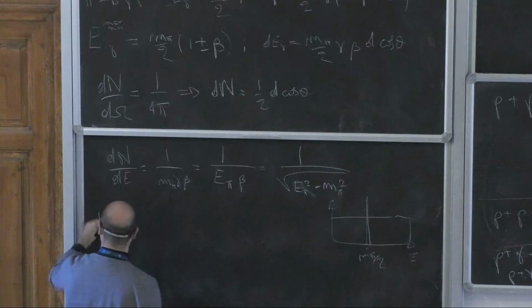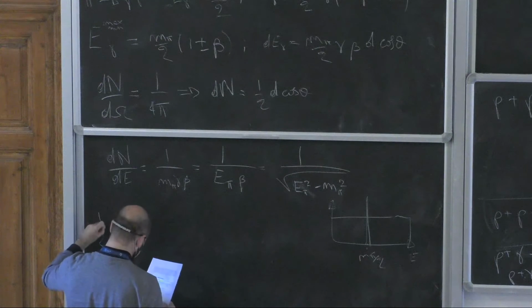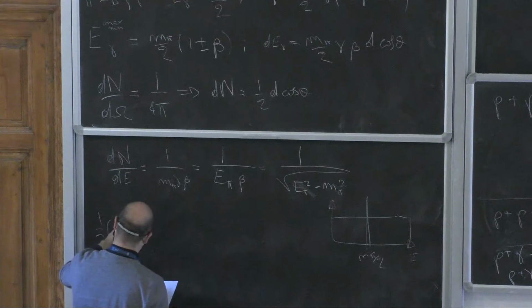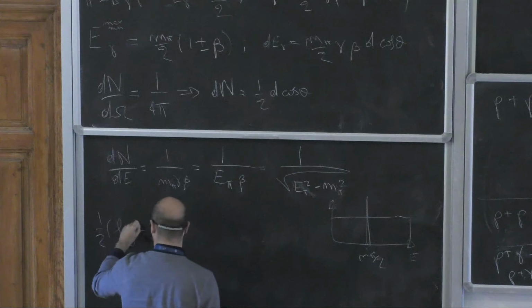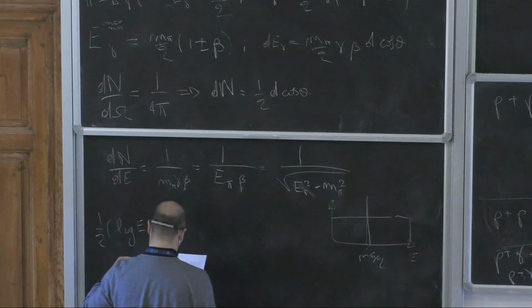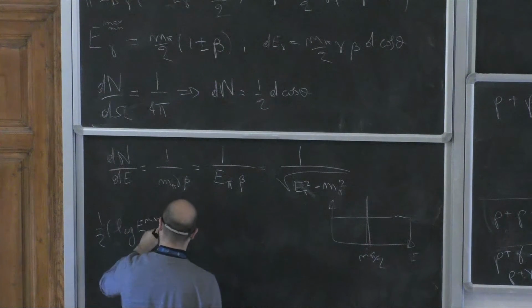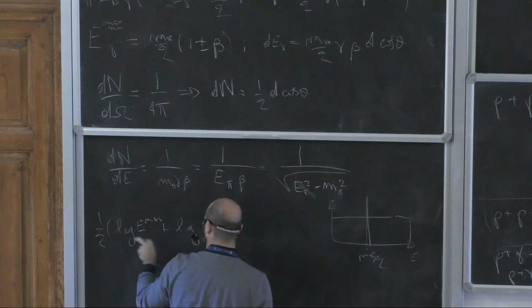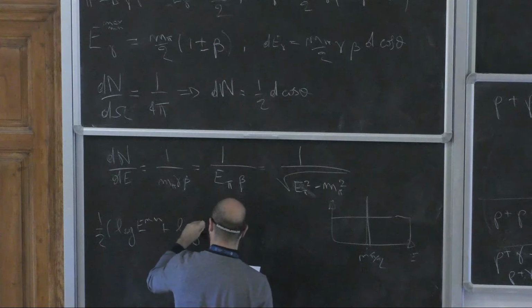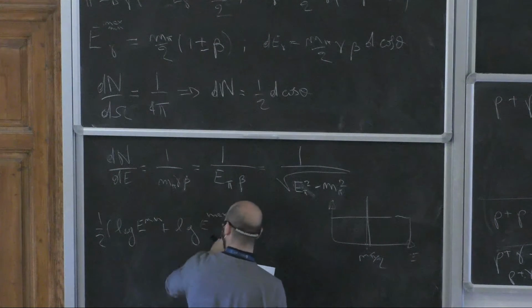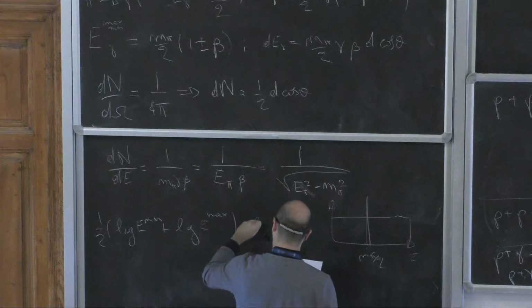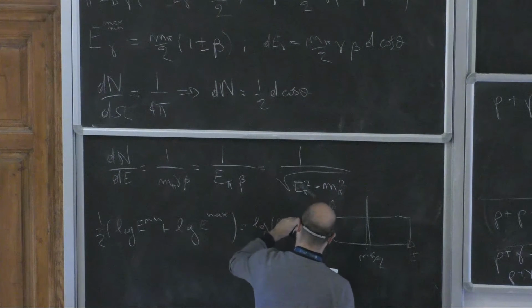In particular, you can compute, this is what people tend to do, because people in astrophysics tend to plot these things in log space, in log plots. The average of the log E min and log E max of these photons is going to be given by the log of m pi over 2.